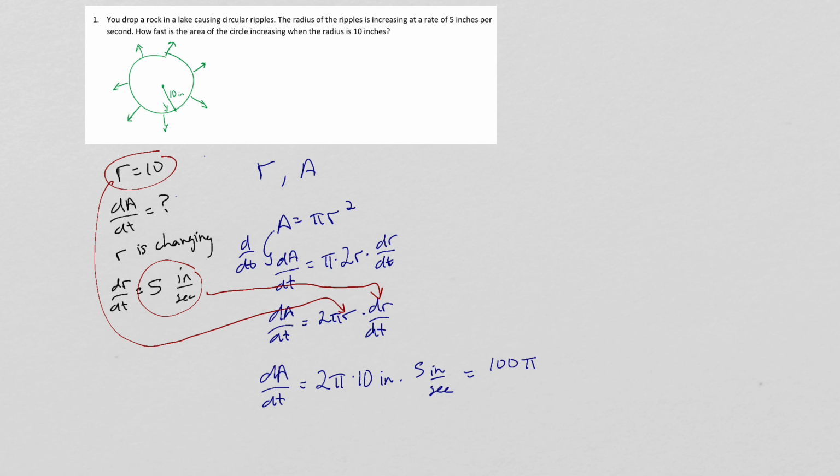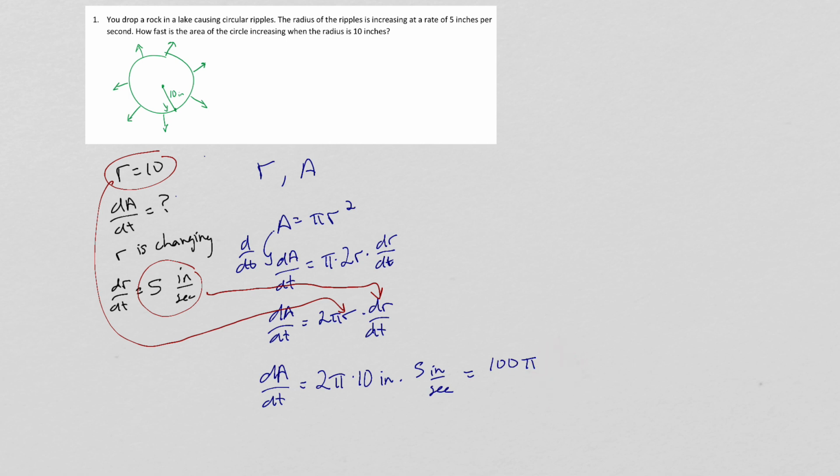And then what are my units? Well, there's two ways to figure out the units. The first way is to say, hey, we're working with dA/dt. So what are the units of area? Well, that would be inches squared. What are the units of time? That would be seconds. So it would be over here, inches squared per second.